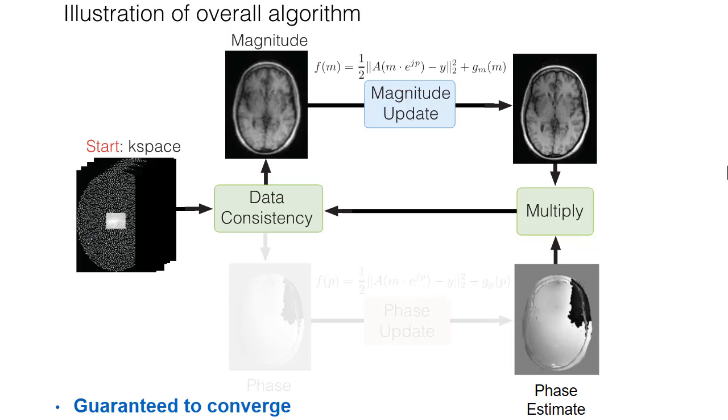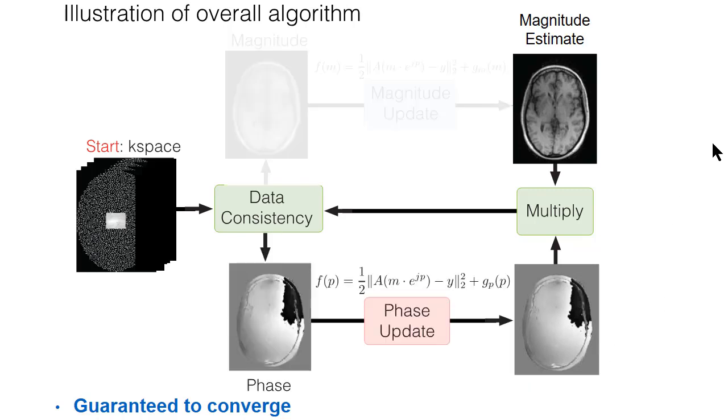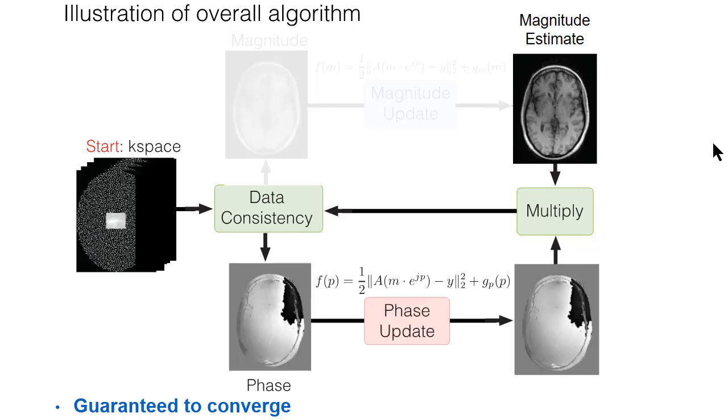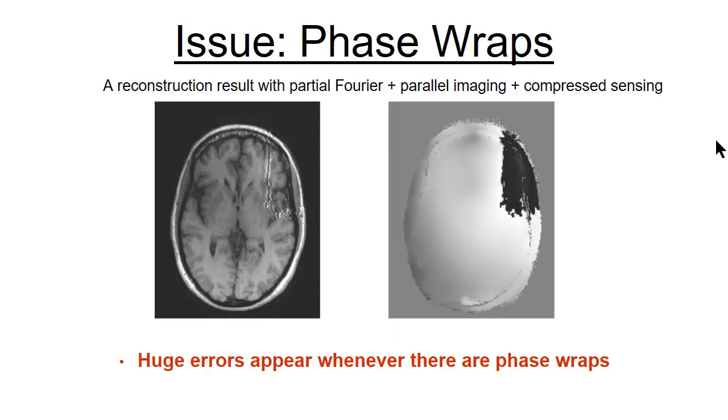One way to do it is through alternating minimization. You first fix a phase estimate and optimize for magnitude, and then you switch, fix your magnitude, and solve for the phase. If you alternate between these two many, many times, then it turns out this is guaranteed to converge to a stationary point.